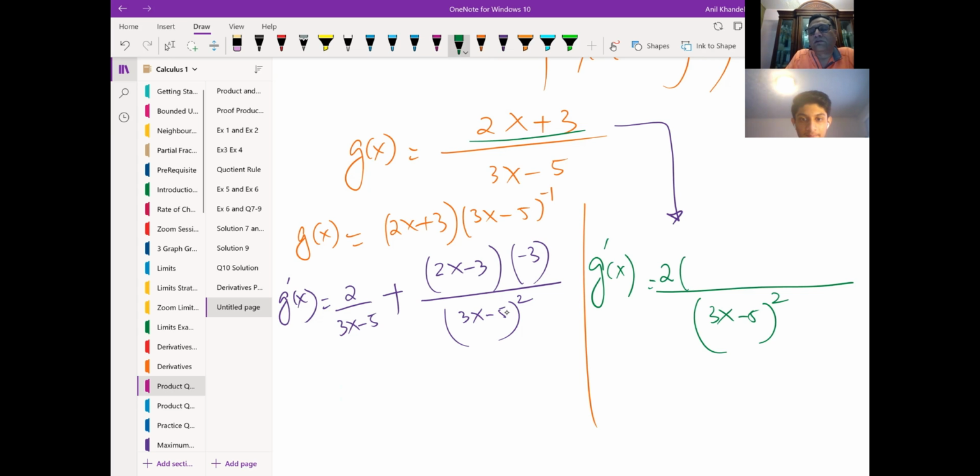2 times the denominator, which is 3x minus 5, minus, what is the derivative of the denominator? 3, right? 3 times the numerator, which is 2x plus 3. Do you get the idea? That is what you get. Yes, sir. And now you simplify this, correct? So open and simplify.